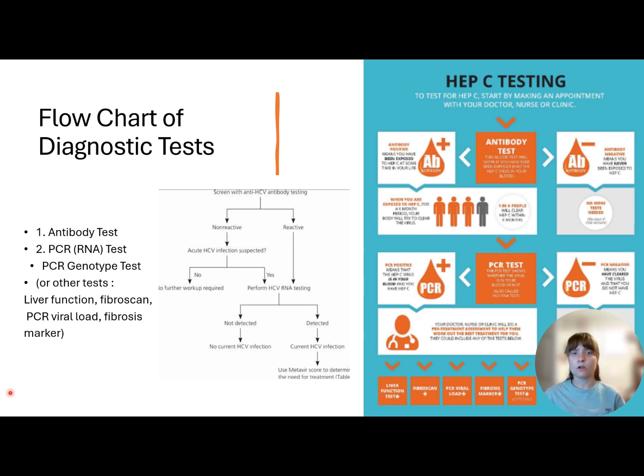And if so, the doctor may recommend a pre-treatment assessment just to figure out the best treatment and course of action. And some of these further treatments would be a PCR genotype test, liver function, fibroscan, PCR viral load, fibrosis marker, things of that nature. They're down here. They're just a little bit blurrier than I would like.